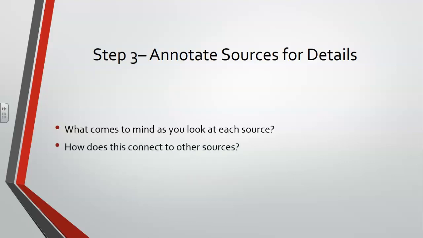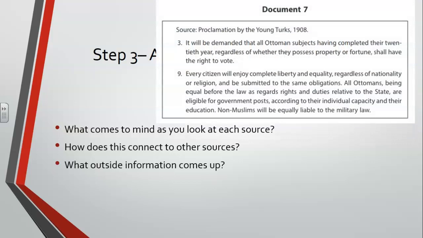And how does this source connect to the other sources in the document? All the sources connect in some way. So you need to figure out how they connect. And that's going to be up to you to really build that map and connect these sources together. What outside information comes up as you're looking at these different sources?